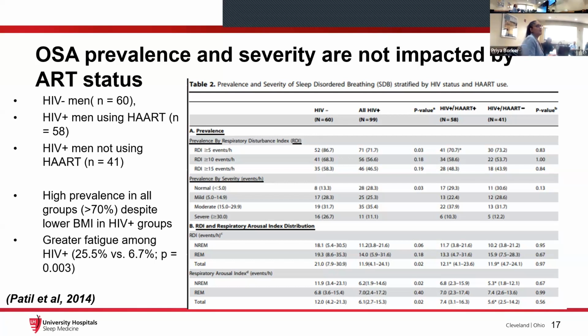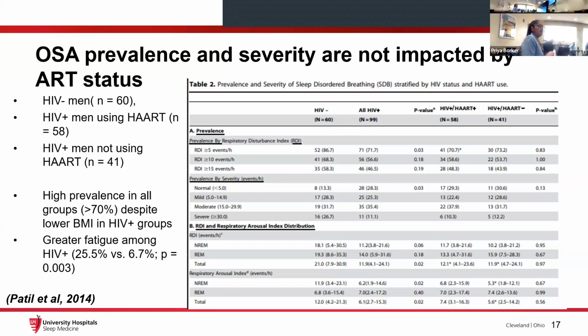But it was striking that people living with HIV had a high prevalence of sleep apnea despite having a lower BMI compared to the control group. They also appeared to have greater fatigue, 25% versus 7% from the HIV group compared to the HIV negative group. And so here you can see that sleep apnea presence is higher in people with HIV compared to people without HIV. And then you can also see that the severity is more severe in people with HIV, and that's been shown in this study and in multiple studies as well. Interestingly, the presence of antiretroviral therapy didn't make a difference in the severity or the prevalence of sleep apnea in this study.